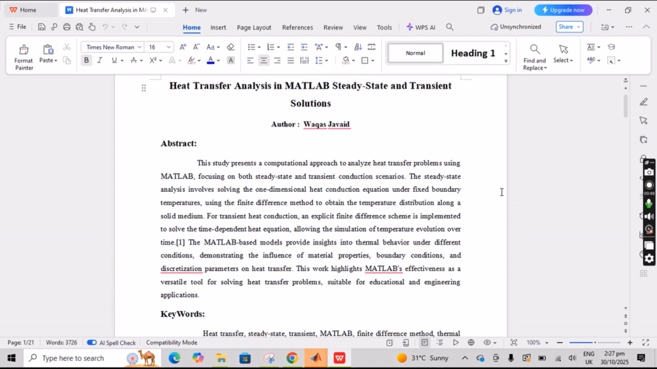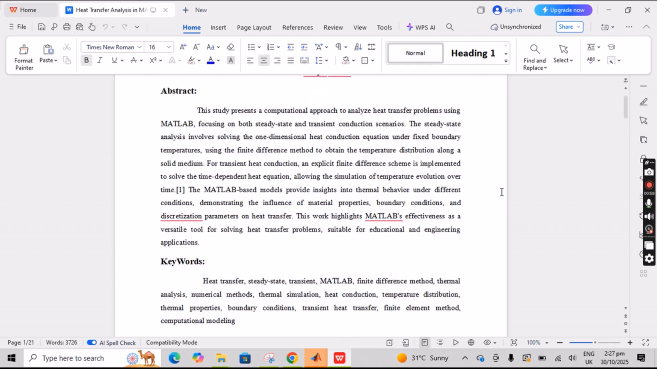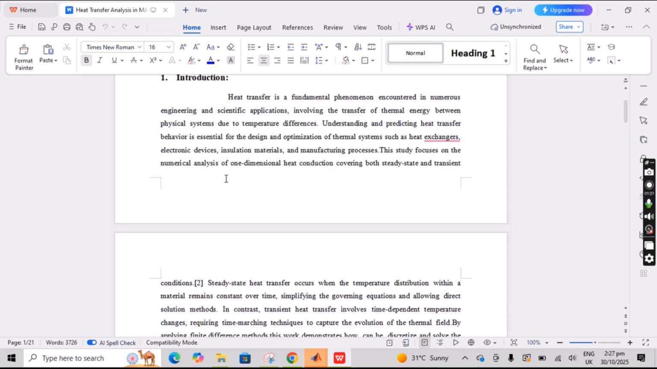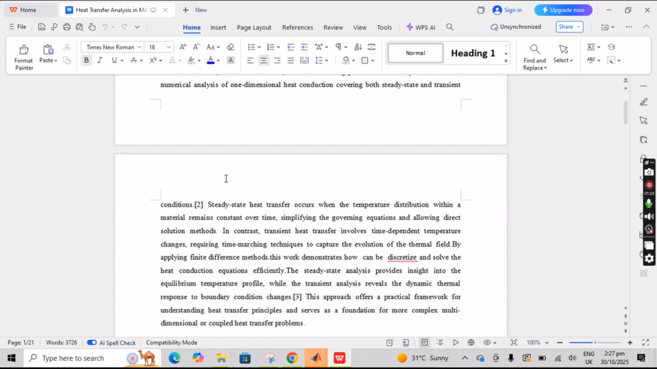So we have implemented that article based on the time-dependent heat equations, which allow the simulation of temperature variation over time, the behavior of different thermal conditions under different materials, demonstrating the influence of material properties basically. So I have written its abstract with the keywords and an introduction.